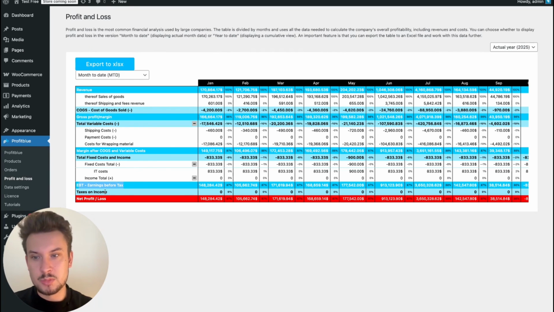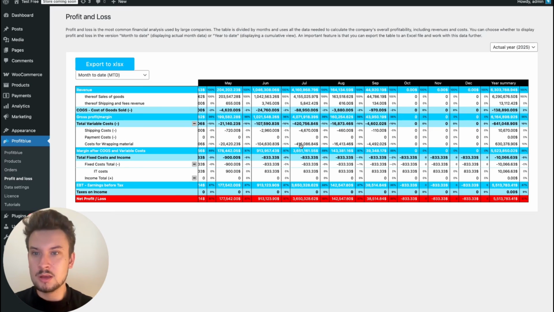You get to EBT, earnings before tax. Earnings before tax is almost net profit, but net profit comes after the taxes on income, which are the taxes that you directly pay to the government. It doesn't have anything in common with VAT. It's a direct tax. And then you have net profit or net loss. This is really the most important indicator of the profitability of your company. So this is profit and loss.